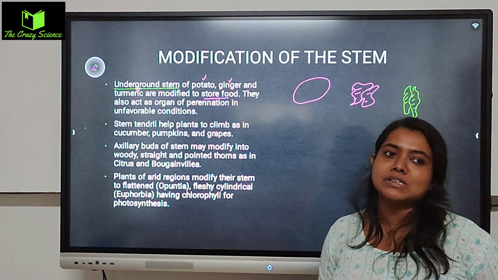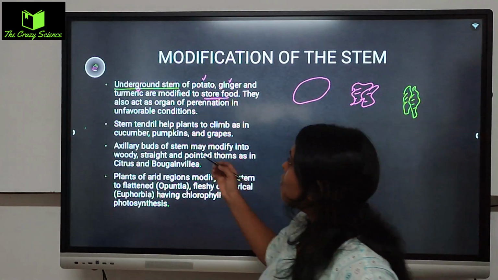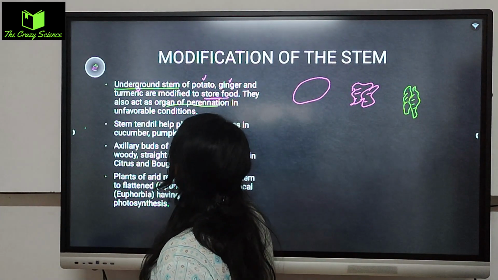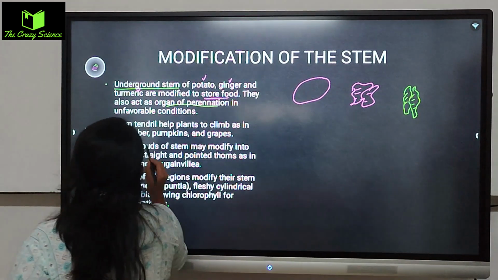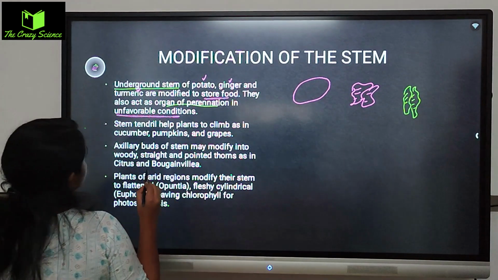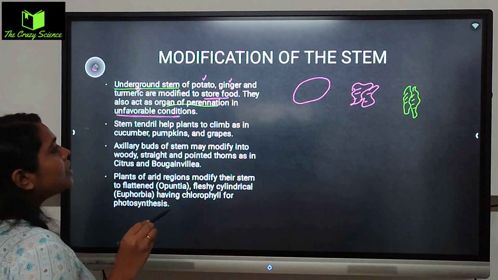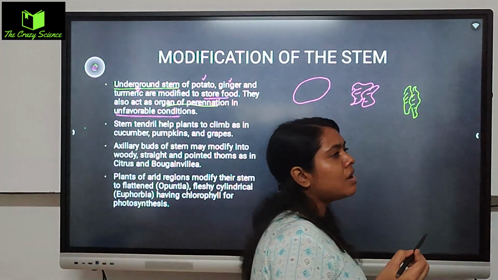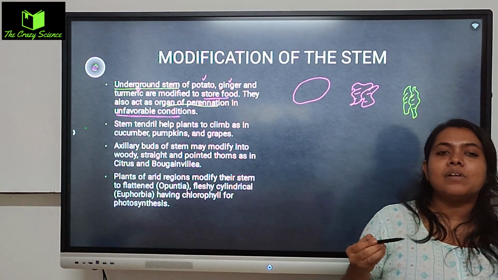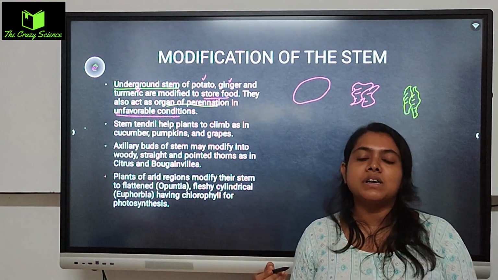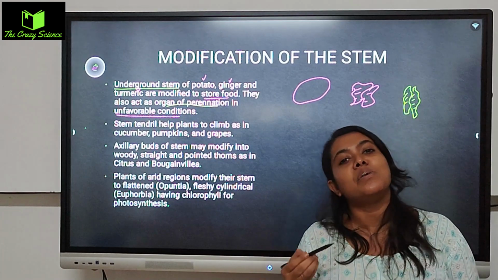Their body also contains a lot of nutrients. Okay, and they also act as an organ of perennation in unfavorable condition. So their organ is connected with perennation in unfavorable condition. See, favorable and unfavorable, two types of condition can come. They are based on where you are living.